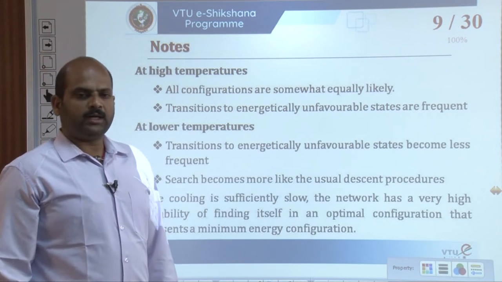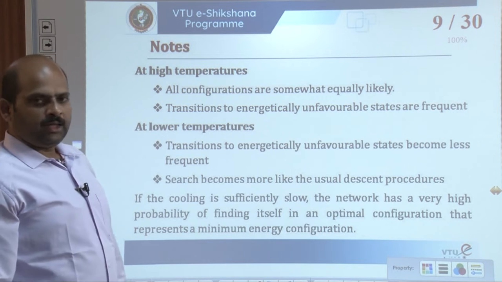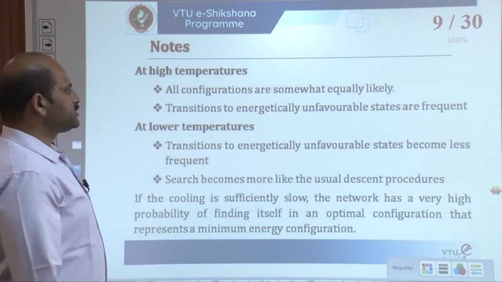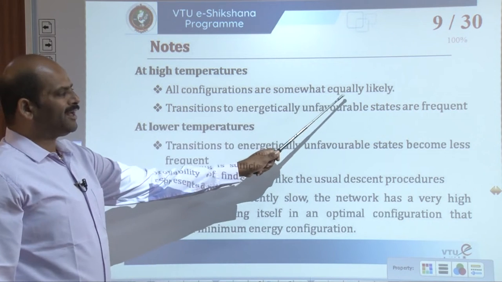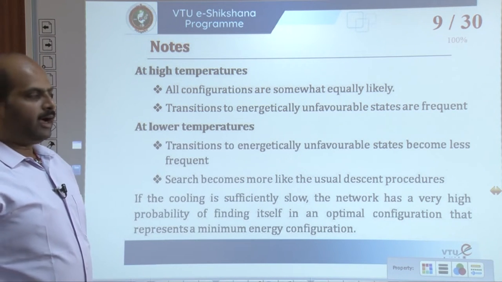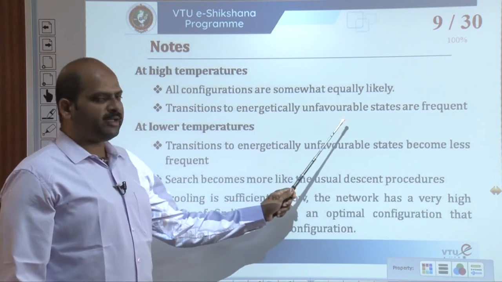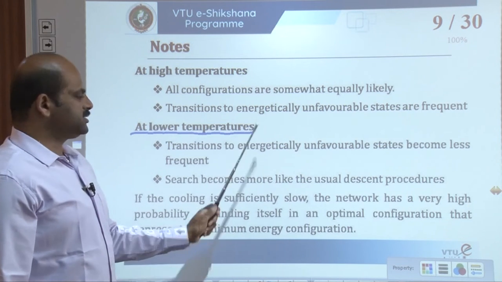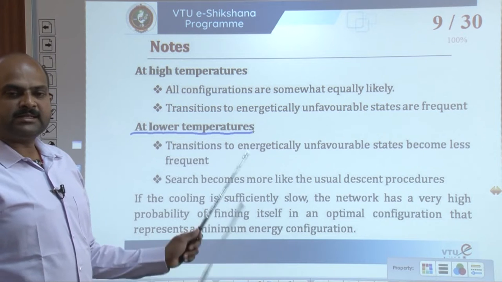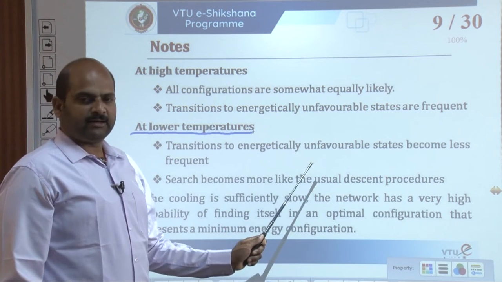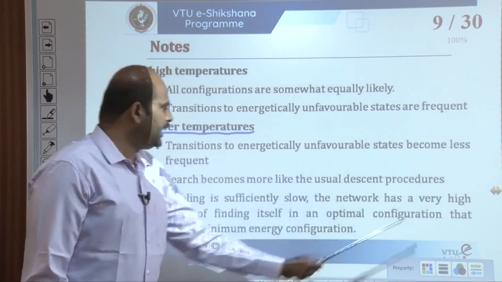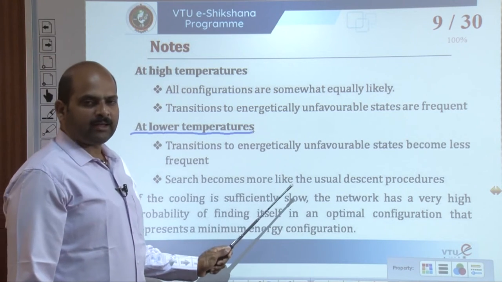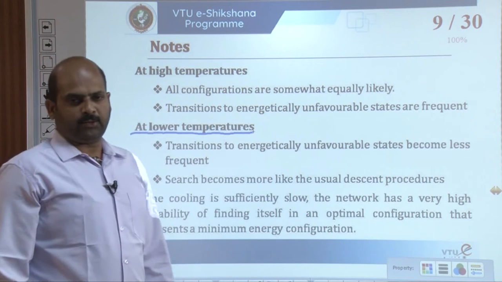Okay. Just a glimpse about simulated annealing. As we are aware, at high temperatures all configurations are somewhat equally likely, and transitions to energetically unfavorable states are frequent. When we move to lower temperatures, the transitions to energetically unfavorable states become less frequent. Understand? So the search becomes more like the usual descent procedures.